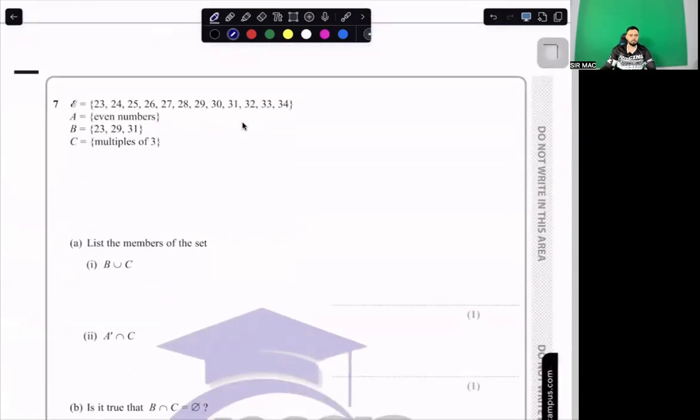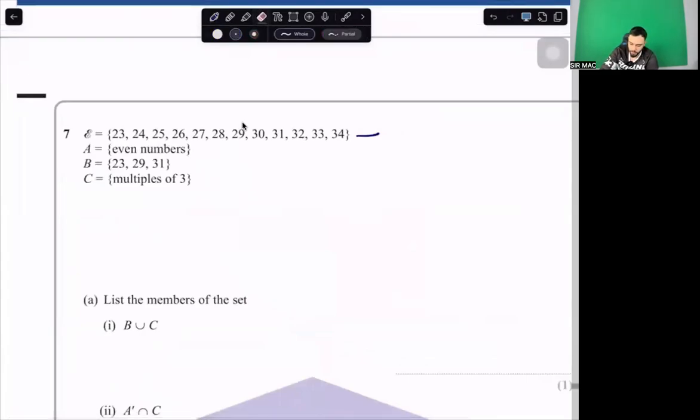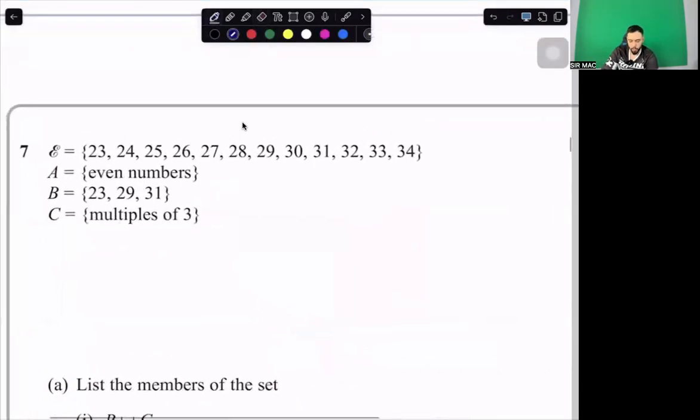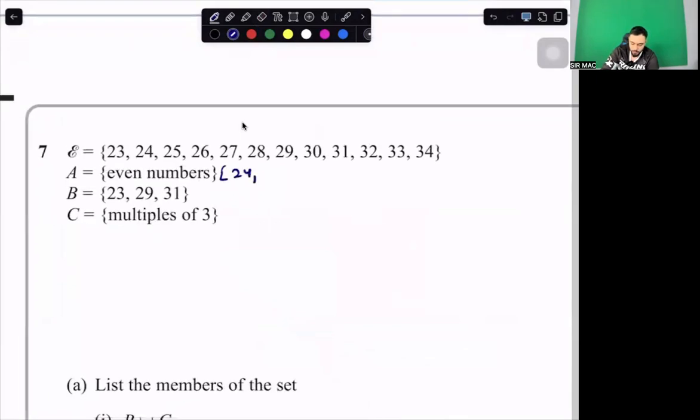That's basically basic sets and Venn diagrams. There's a universal set. There are even numbers. Let's draw the Venn diagram then. First of all, before drawing the Venn diagram, first write the numbers down as well. So even numbers are going to be 24, 26, 28, 30, 32, 34. For the multiples of 3, it's going to be 24, 27, 30, 33. And then there's B.